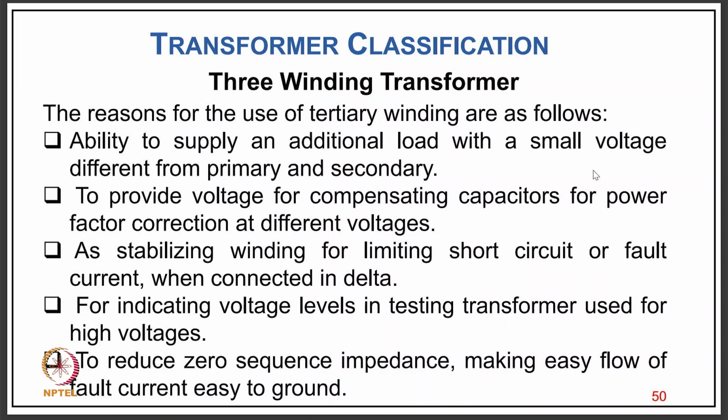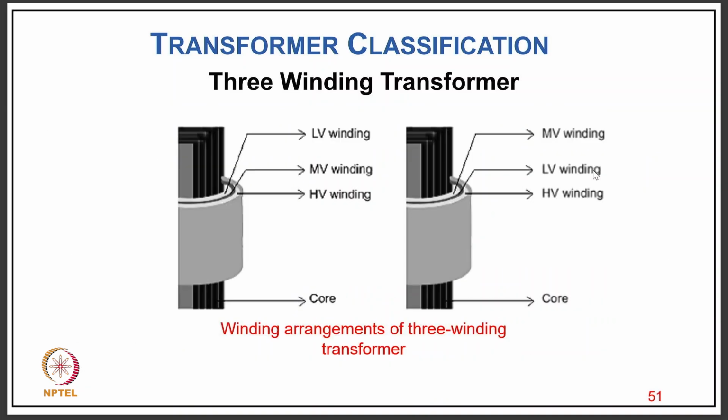It can also provide the voltage for compensating capacitors for power factor correction at a different or optimum voltage, even in distribution or transmission transformers. It serves as a stabilizing winding for limiting short circuit or fault current when connected in delta, for indicating voltage level in testing transformers used for high voltage, and to reduce zero sequence impedance, making it easy for fault current to flow and easy to ground. So you can see how the LV winding plays with the core in these medium voltage, high voltage or low voltage winding arrangements in a three phase transformer.